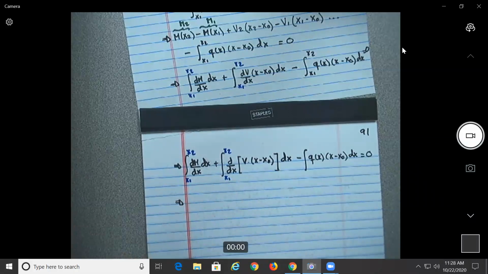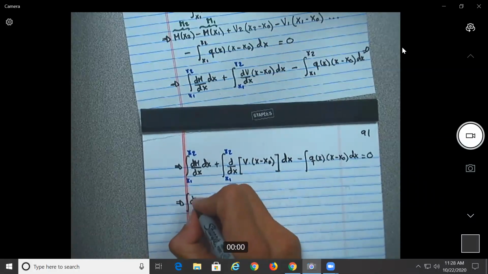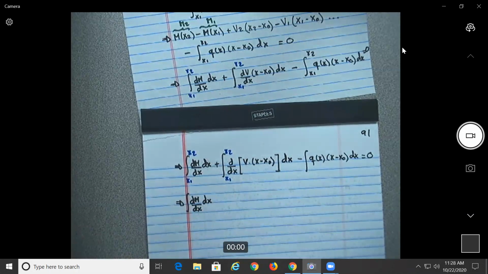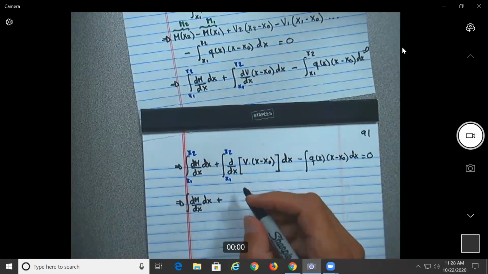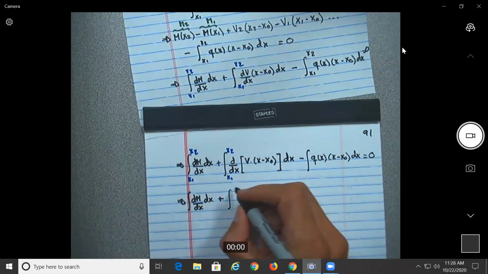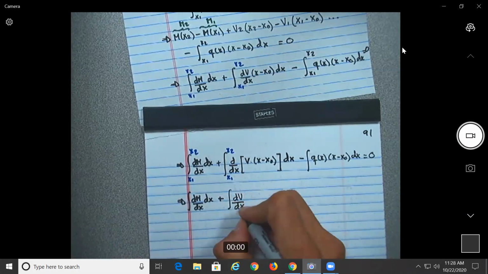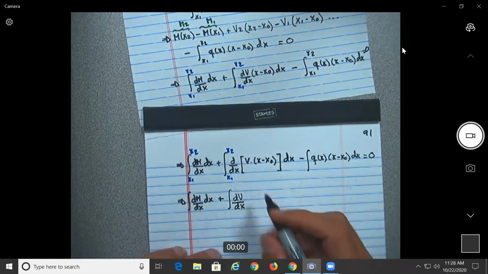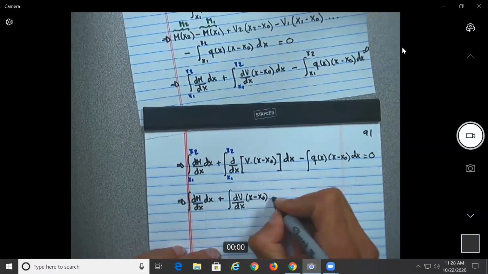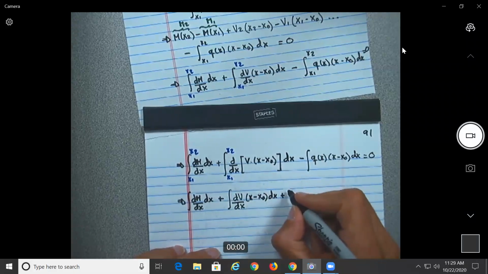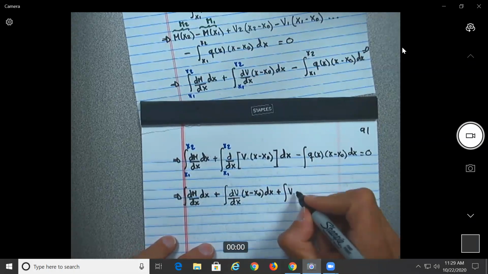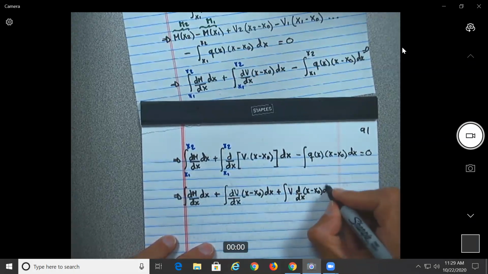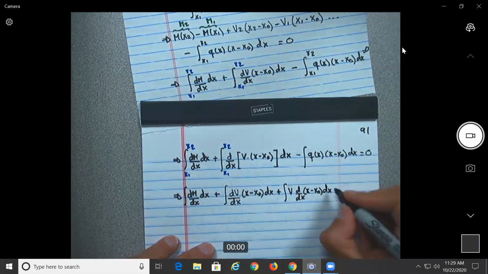So this means that we're going to get over here dM/dx. And now from this one, we're going to get plus, this one is going to give two terms. So the first term, it's like doing uv: u prime v plus u v prime. So it would be dV/dx times x minus x0 dx, plus V times d/dx of x minus x0 dx, and the last one will stay unchanged.